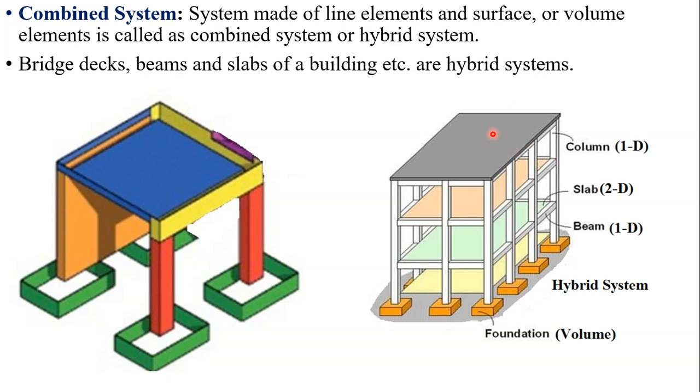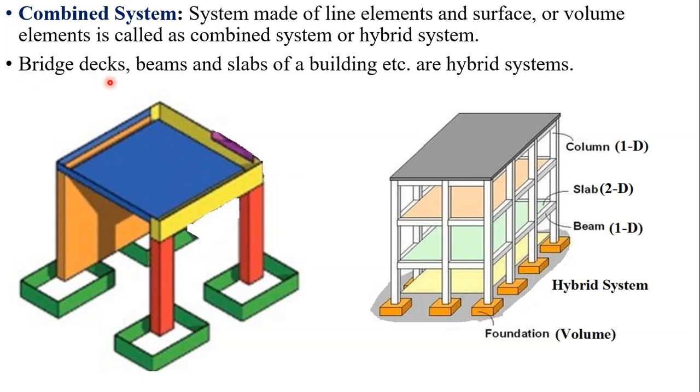And this is slab. Slab is a two-dimensional element. So it consists of a combination of all the elements, volume, surface as well as one-dimensional or line elements, and hence such a system is called a combined system or hybrid system. Here also this figure shows a wall, foundation, column, beams and a slab. So it is a combined system, also called a hybrid system.